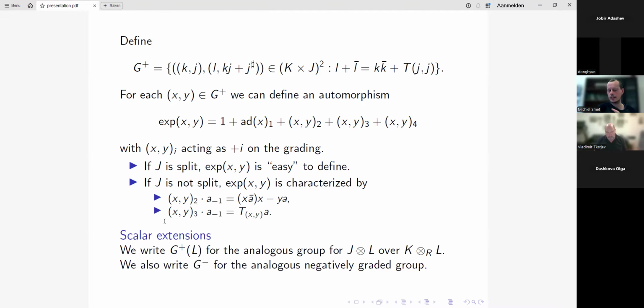You can do the same game for scalar extensions of this group, and for an analogous group which interacts x, y, I access plus y on the grading here. For g minus, you want that x, y, I access minus I on the grading.